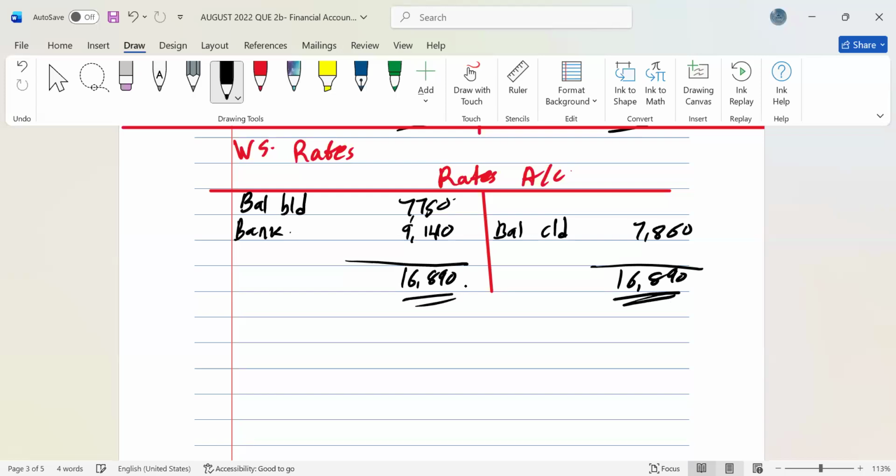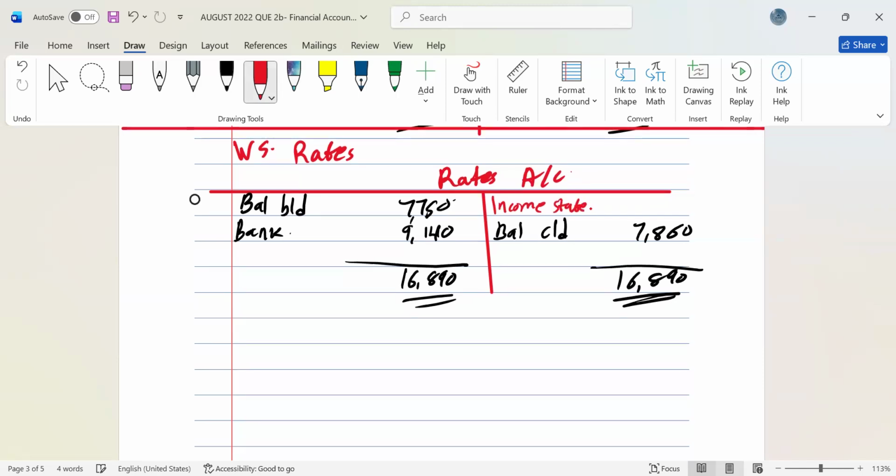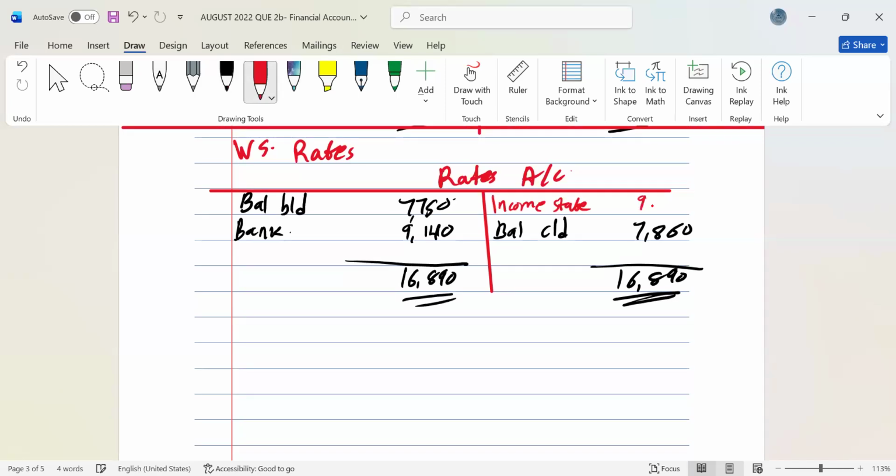Now, the balancing figure is what will go in the income statement as what? As a rates expense for that particular year. So we can just write here income statement. That is 9,030. So just simply take 16,890 minus 7,860, so that you can get that.